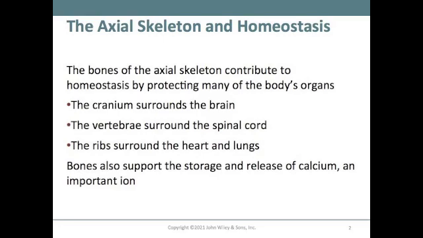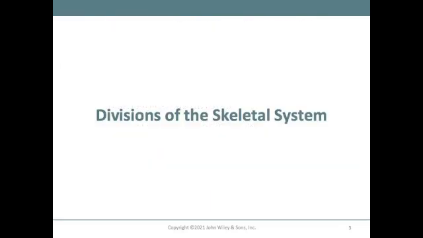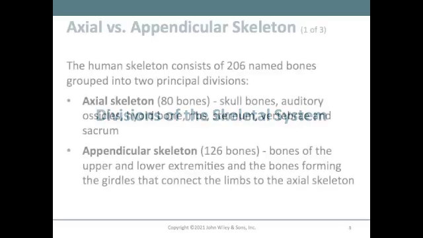The bones of the axial skeleton contribute to homeostasis by protecting many of the body's organs. The cranium surrounds the brain, the vertebrae surround the spinal cord, and the ribs surround the heart and lungs. Bones also support the storage and release of calcium, which is an important ion that we talked about last week. This is coming from page 203, table 7.1 at the bottom of 203.